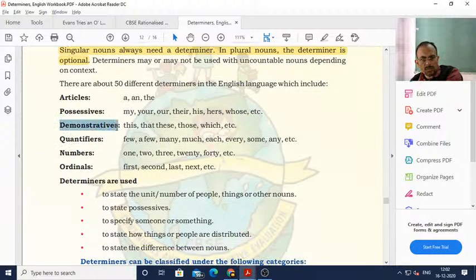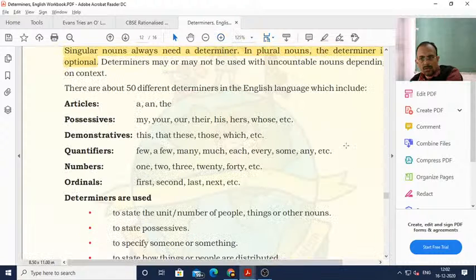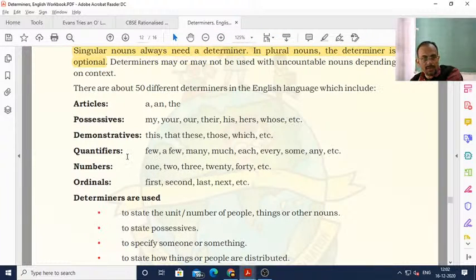Next, demonstratives: this, that, these, those, which, etc. They are also called determiners, the words that demonstrate. Like this book, that book, these pants, those pants, which house. So understood? Always remember that determiners are usually used before nouns. You cannot use them in isolation.